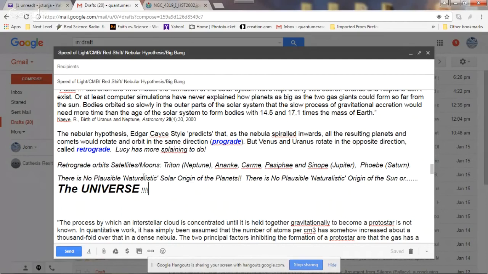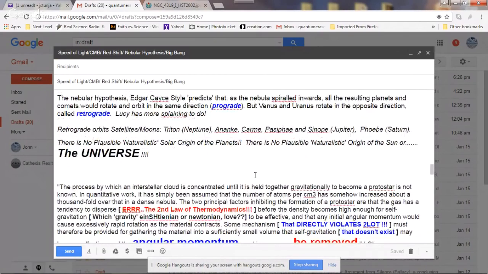So the retrograde orbits of satellites and moons: Triton, Ananke, Carme, Pasiphae, Sinope, whatever that is, for Jupiter, Phoebe from Saturn. There is no plausible naturalistic solar origin of the planets. Moreover, there's no plausible naturalistic origin of the sun or the universe. We already went over that in the past couple of presentations.